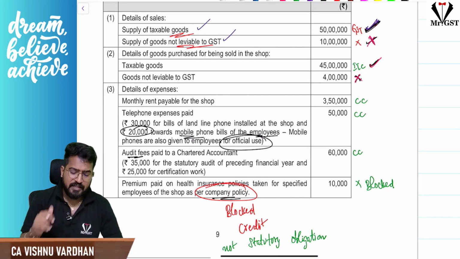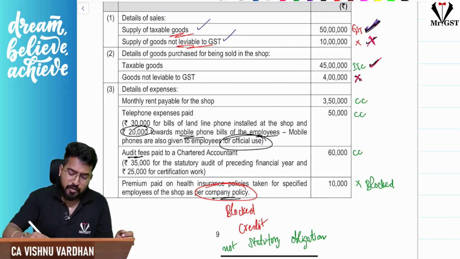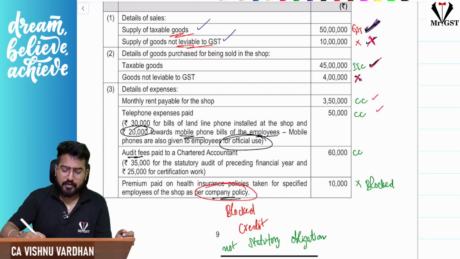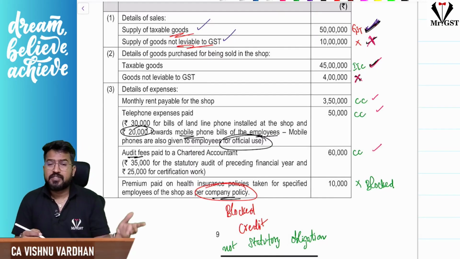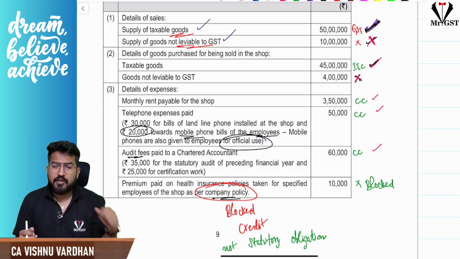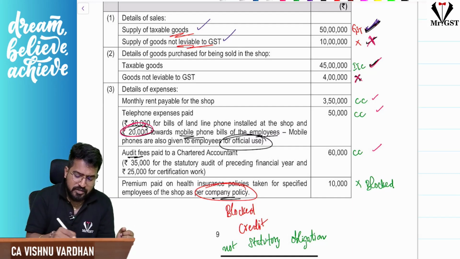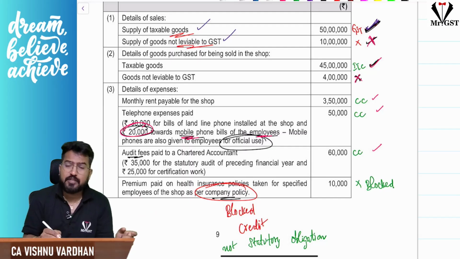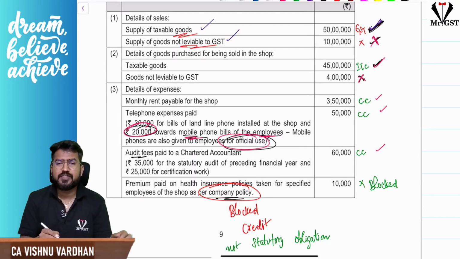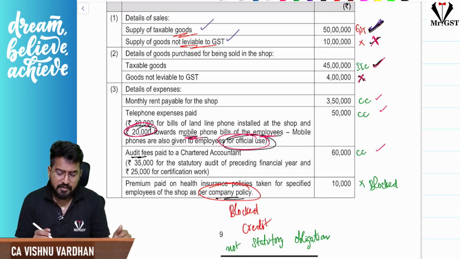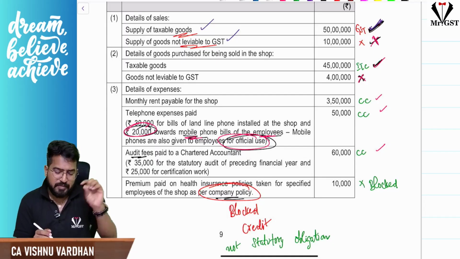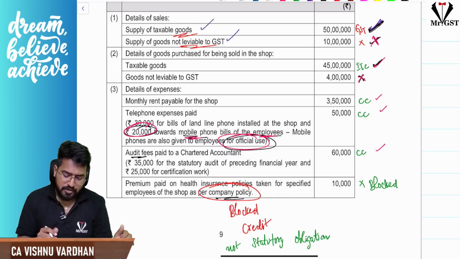And for any other expense incurred here, see, shop rent is a common credit, telephone expenses, audit fees to the chartered accountant, all these things are nothing but common credit, used for both taxable as well as exempt purposes. And here they said 20,000 worth of mobile phone bills are paid, which are used by employees, and they have used it for official purpose. So it is a business purpose. So you can take ITC. But the point is, it is used for common purpose. We have to see how much has to be reversed.